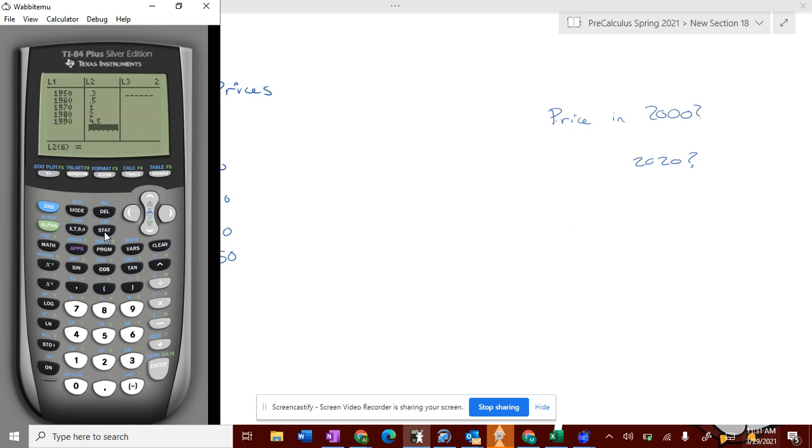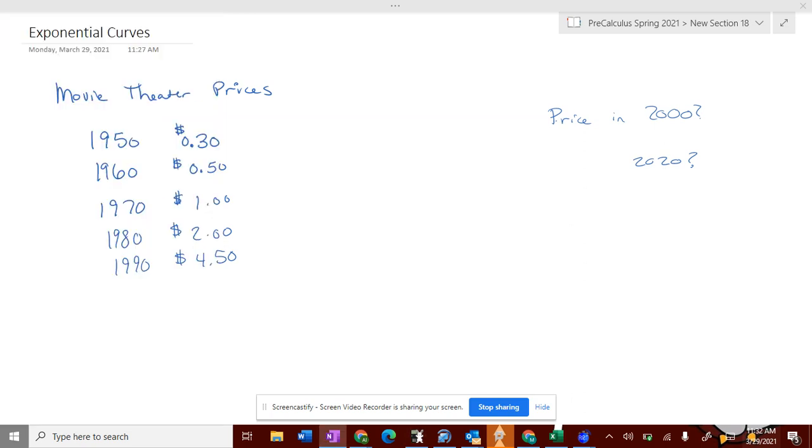Once the data is in there, then you go stat, calc, but you don't go for this time. You go all the way down to exponential regression, which is 0. Press enter. And then we're going to store the regression equation into y1 again. So vars, y vars, enter, enter, enter. And then calculate. Okay. It's a good R value, 0.997. Okay. So the equation comes out as this.